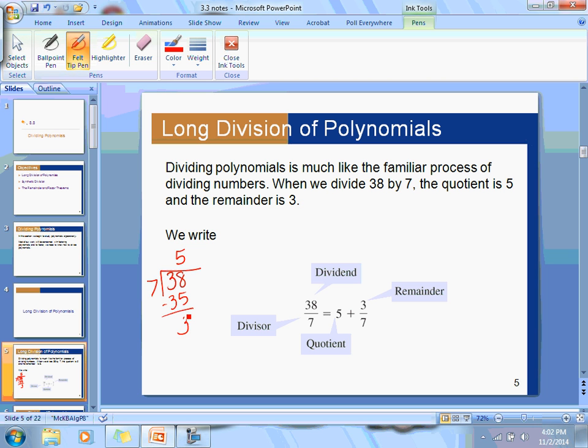Now, when you were little, you learned to do R3. You do that in like elementary school and middle school. We're more sophisticated now though, so we can write 3 over 7. We write our remainder as a fraction, 3 divided by that 7 that we were dividing by. So you'd get 5 and 3/7 for your answer when you divide 38 by 7.